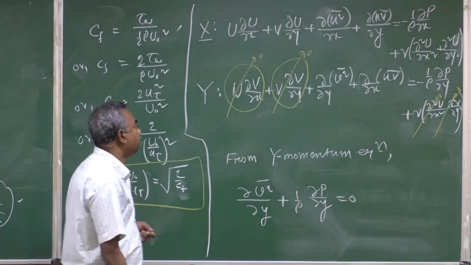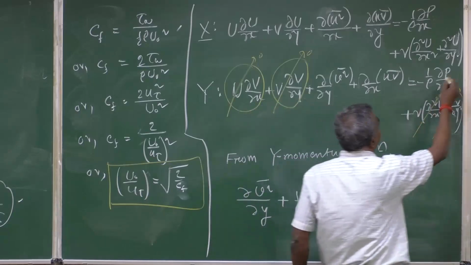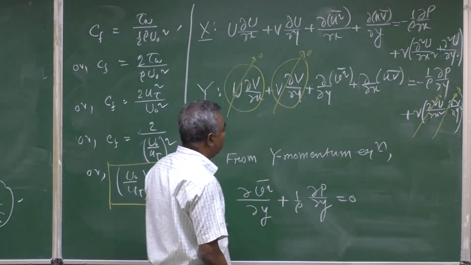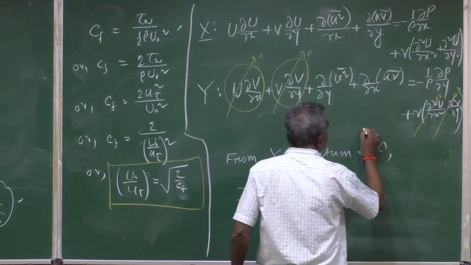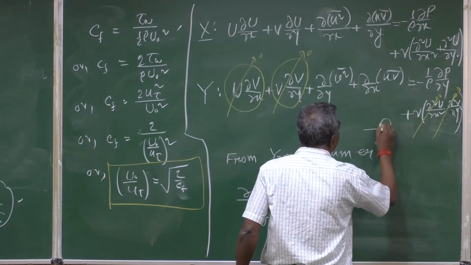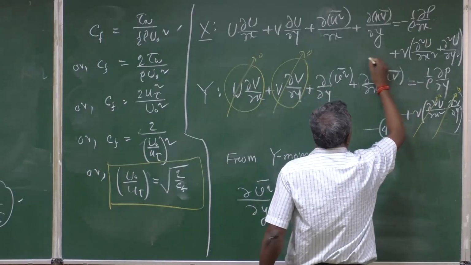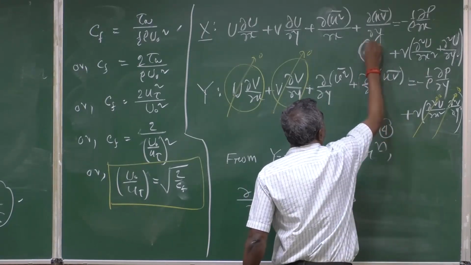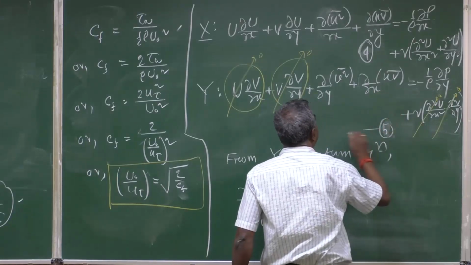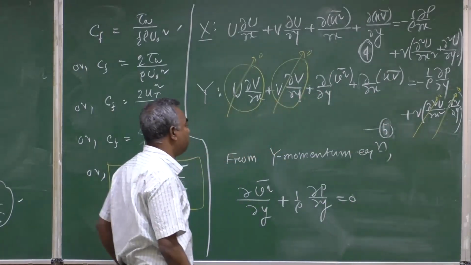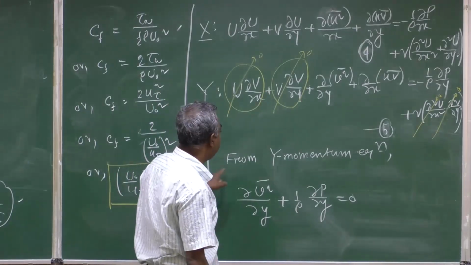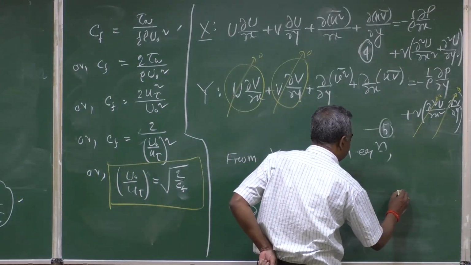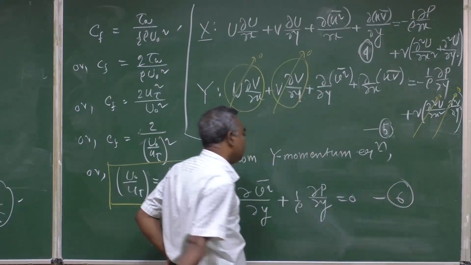Okay, so let us call this the x momentum equation. Let us say this is equation number 4 and this is equation 5. In that case, the x momentum equation is equation number 4, and the y momentum equation is equation number 5. Then this particular equation we can number as equation 6.